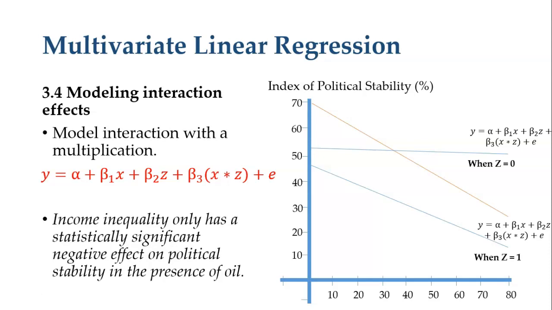Okay, so for instance, in this case, we can interpret that income inequality only has a statistically significant and negative effect on political stability in the presence of oil. That might be our interpretation.